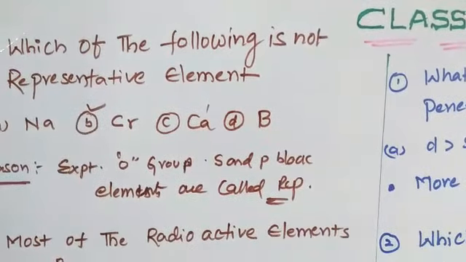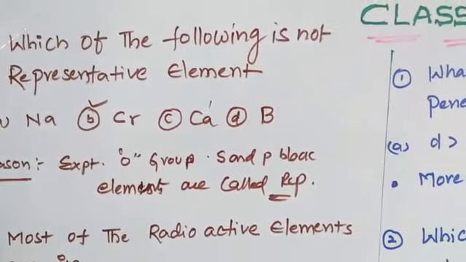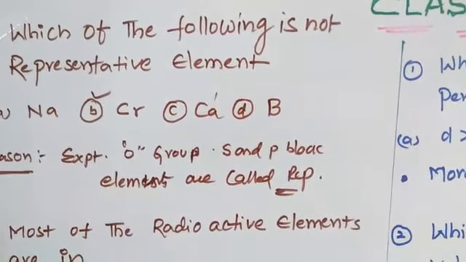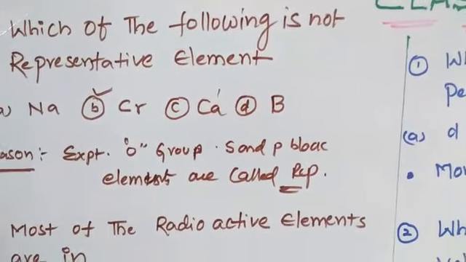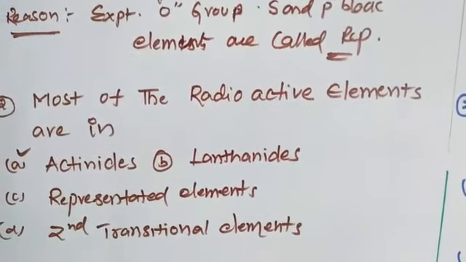Calcium is a representative element and boron is a representative element. But chromium is not present in these blocks. So that's why chromium is the non-representative element. Second one, most of the radioactive elements are given in.